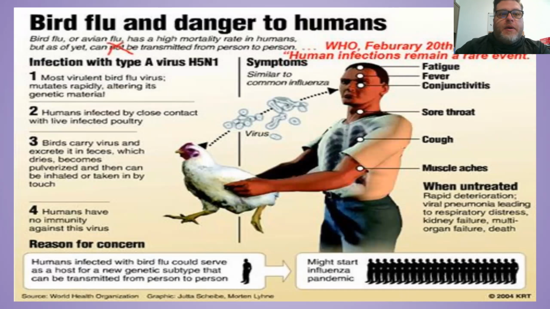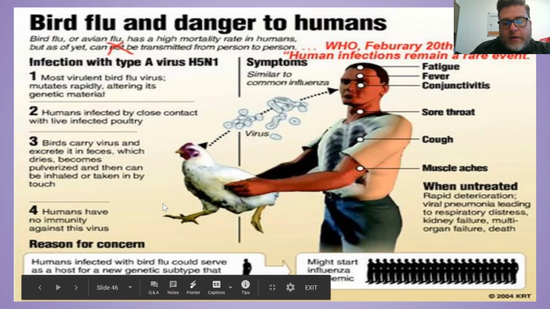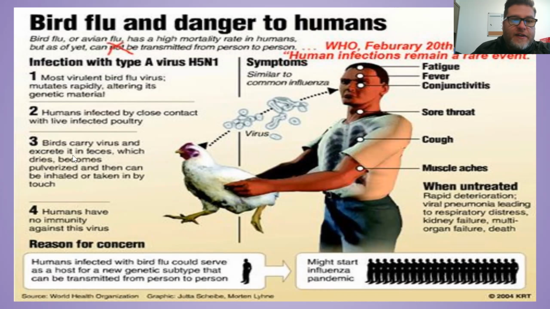Infection of type A virus, H5N5, avian or bird flu. Most virulent bird flu virus, mutates rapidly, altering its genetic materials. Humans infected by close contact with live infected poultry. You see them handling the chicken here. They get it. Remember, it's respiratory, it's airborne. So anytime you're handling the chicken, you touch your face, you're breathing that in. The chicken is breathing, you're breathing that in as well.